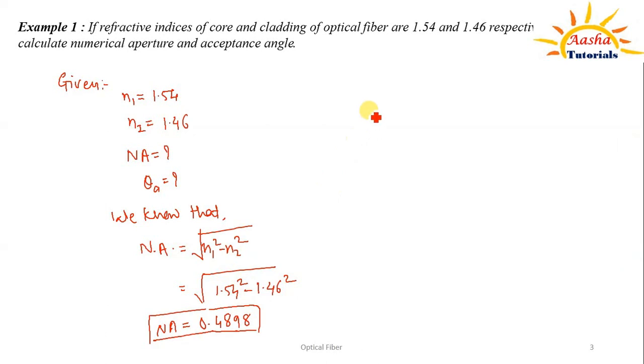Fine, then we will see the second point which is asked here to calculate, that is acceptance angle. How do we find acceptance angle? Acceptance angle is equal to sine inverse of numerical aperture, right?